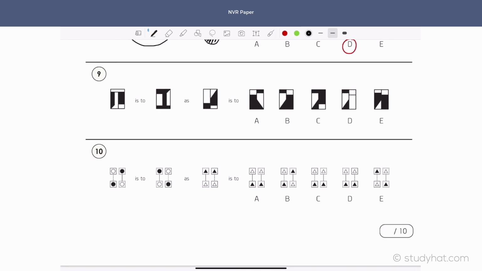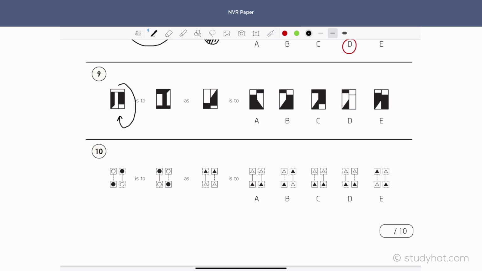Question 9. What have we got here? It looks quite complicated, but actually, you can see that there has been a rotation of the shape. It's been rotated 180 degrees. It's gone all the way around. Okay, and there's been some colour changes. But first of all, we need to look at the rotation. So we have an all the way around rotation.